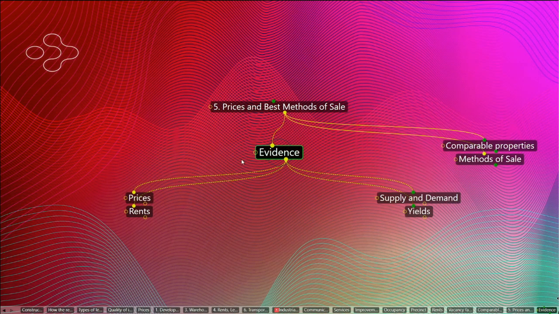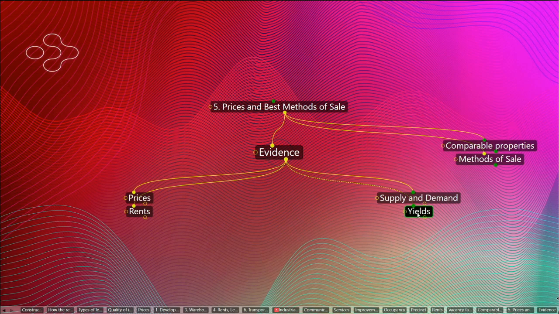And the evidence of sales will be the prices that have been struck and are asked, the rents that are currently out there in the comparable properties, future supply and demand, and also the yields that relate to the listings that are out there, the yields that are achieved.